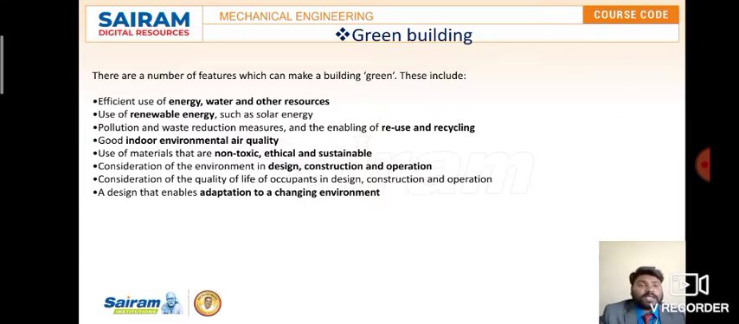And the next one is reuse and recycling. I've been telling from the beginning that lots of waste materials are being dumped in this environment. So how to reuse it and how to recycle it. More focus has to be given to this reuse and recycling, pollution and waste reduction measures, and the enabling of reuse and recycling, and then indoor environmental air quality.